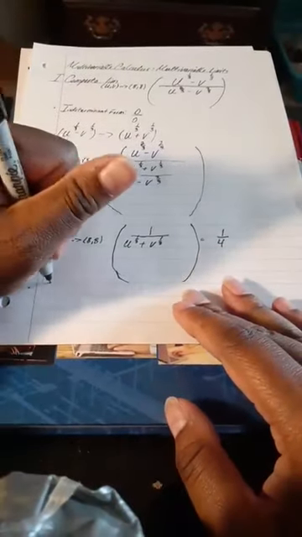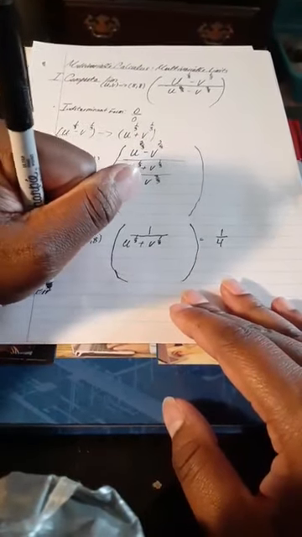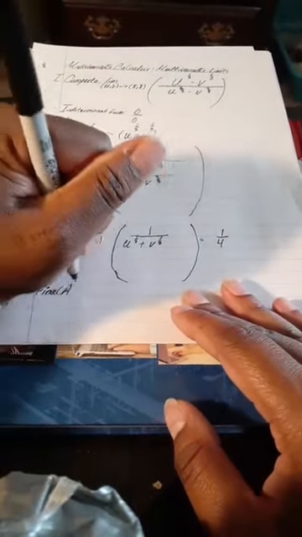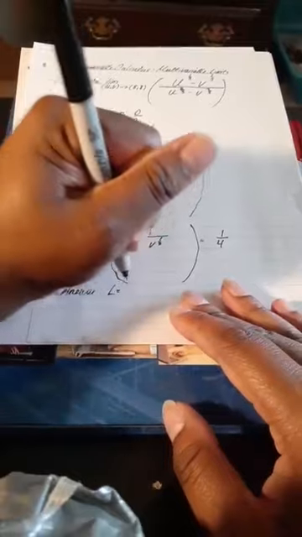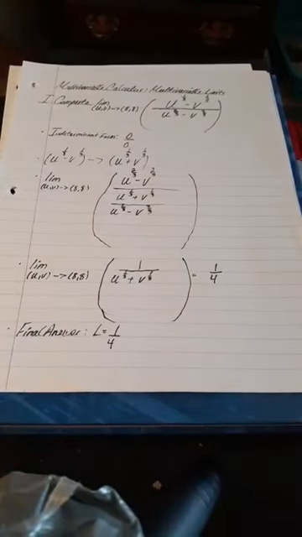And that's the actual answer. So your final answer is 1 over 4. That's the limit. So we'll say L is equal to 1 over 4. And that's how you do it.